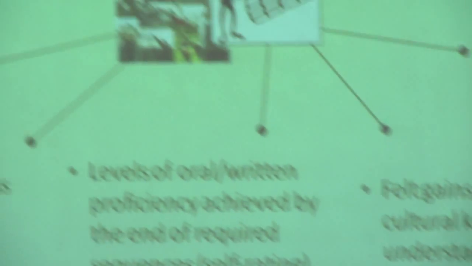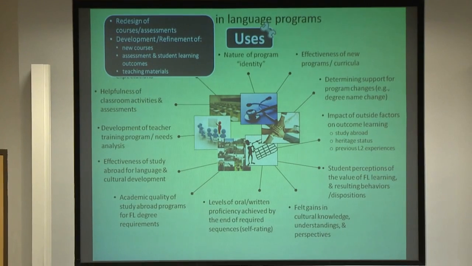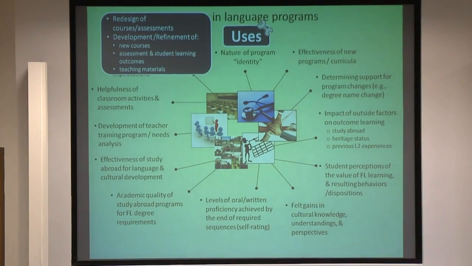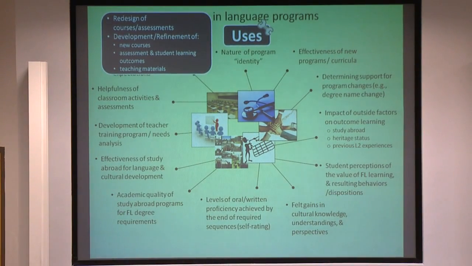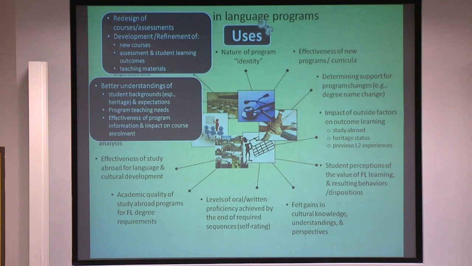This is what people were interested in. And what did they use the information for? Redesign of course assessments, development and refinement of new courses, assessments, student learning outcomes, teaching materials. Better understandings of student backgrounds and expectations. Program teaching needs, effectiveness of program information and impact on course enrollment. Development of a teacher training course.